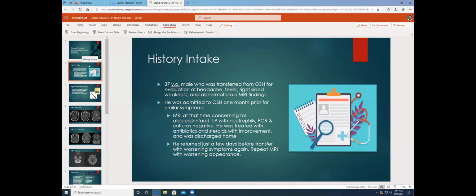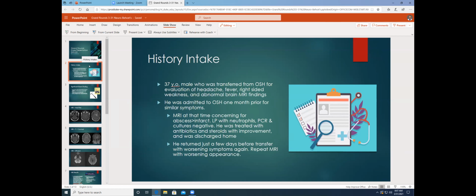A 37-year-old male who was transferred from an outside hospital for evaluation of headache, fever, right-sided weakness, and abnormal brain MRI findings. He was admitted to the same outside hospital about 1 month prior for similar symptoms. At that time, he had an MRI that was concerning for abscess more than an infarct. A lumbar puncture showed that he had neutrophils. PCR and cultures were negative, though. He was treated empirically with antibiotics and steroids, had some improvement, and was discharged home.